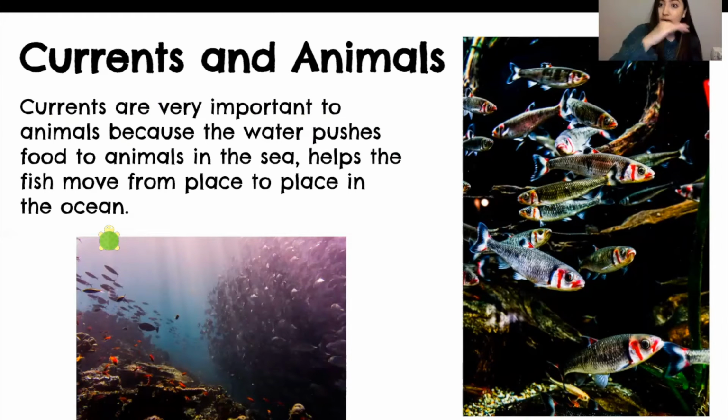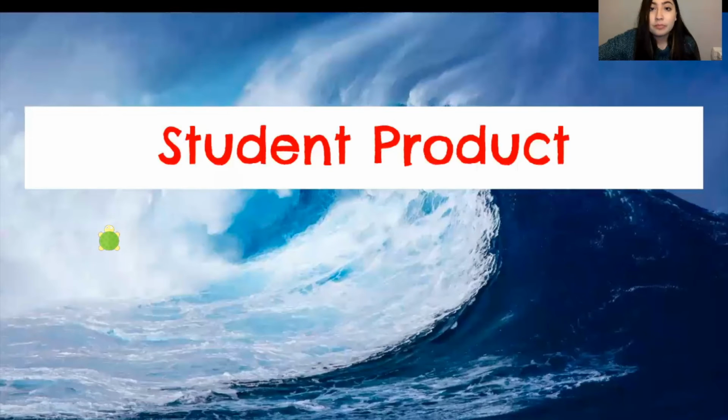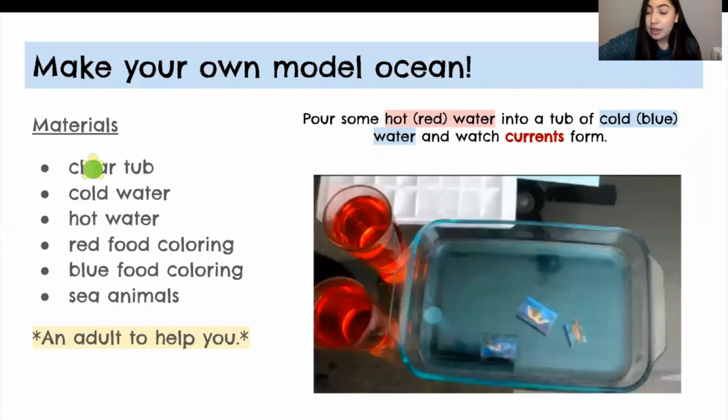So the water helps these ocean animals move. Animals need moving currents, need moving water. So now it's your turn. I would like you to make your own model ocean. And here are some materials, and here's a picture to show you how to use the materials.